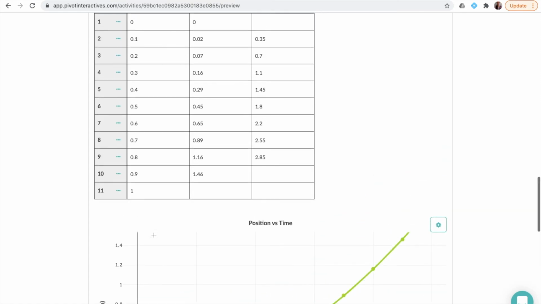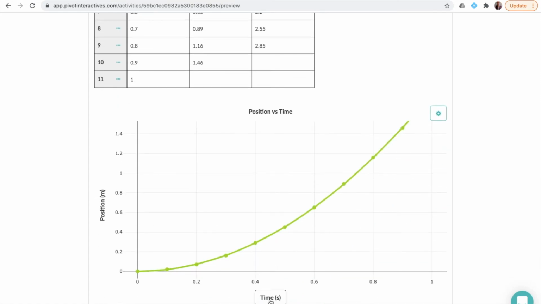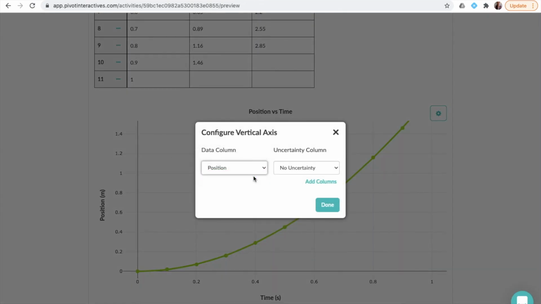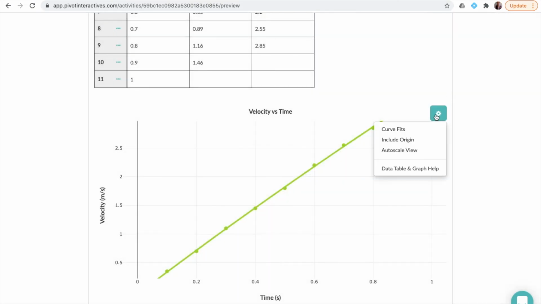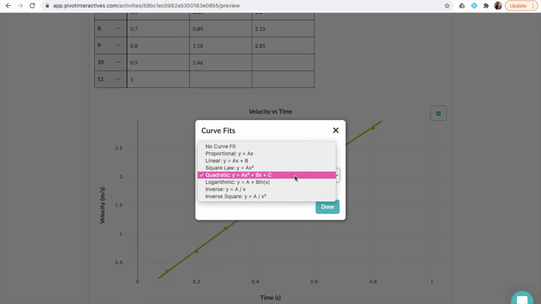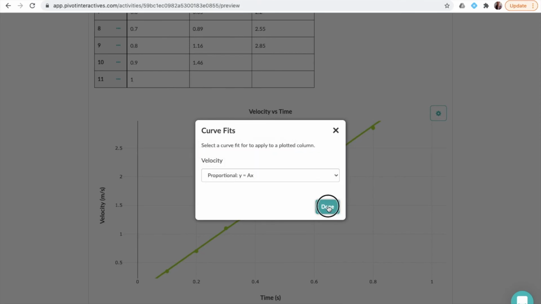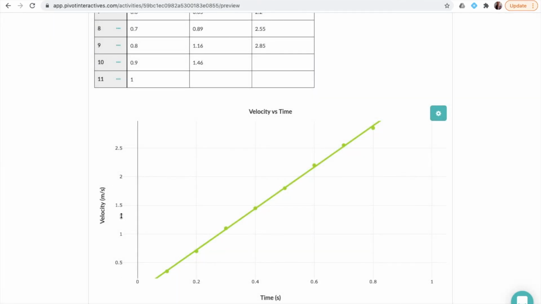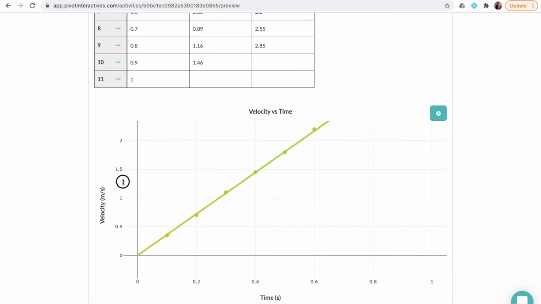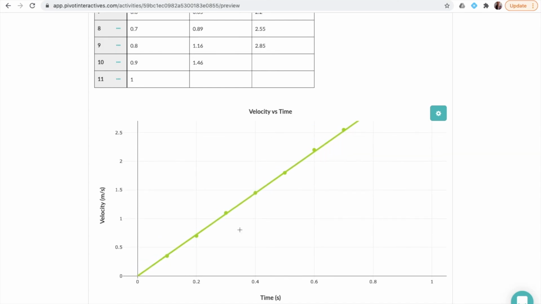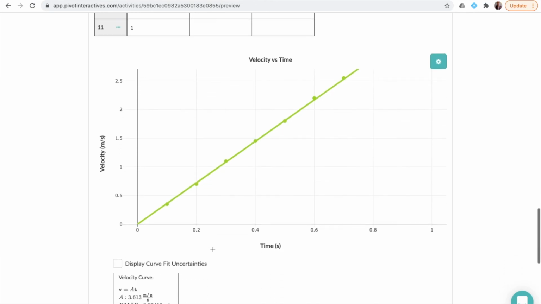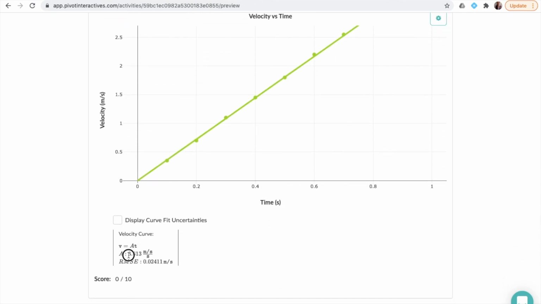But if I were to replot velocity versus time, time stays on this axis. Velocity is going to replace position. Now I have a beautiful direct relationship going on. Curve fits, I'm going to hit proportional. If on the y-axis it doesn't start at 0, you can move it up and down until it does. This gives me an acceleration of 3.613 meters per second squared.